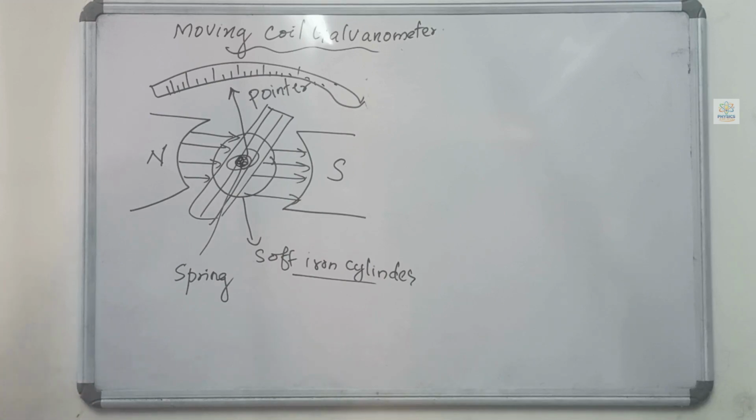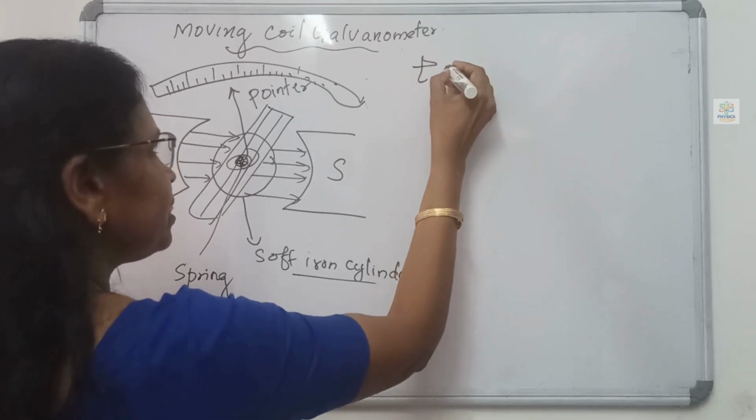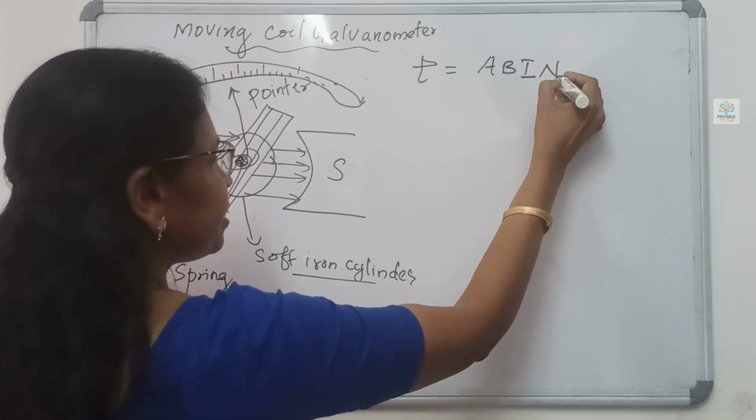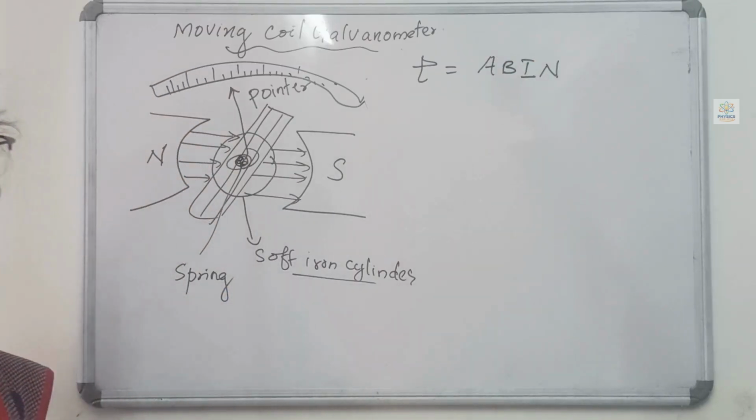So first when we pass current through this coil, a torque acts on it. This torque is said to be a deflecting torque. We already know the equation. Deflecting torque is equal to A B I N sin theta. For maximum torque we have to take the value of sin theta equal to 1. So A represents the area of the coil, B represents the magnetic field, I is the current flowing through the coil and N is the number of turns.